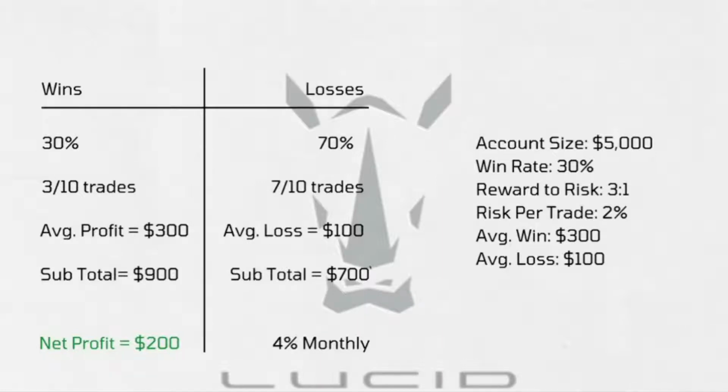Now, again, this is modeled off of a 3 to 1 risk to reward ratio. So the second that you start to mess with that, or maybe you're taking profits a little early and not letting them run out to 3 to 1, this model will start to get skewed.